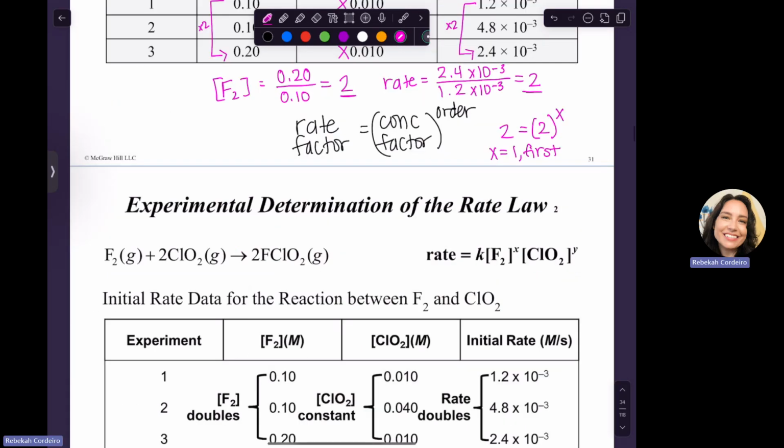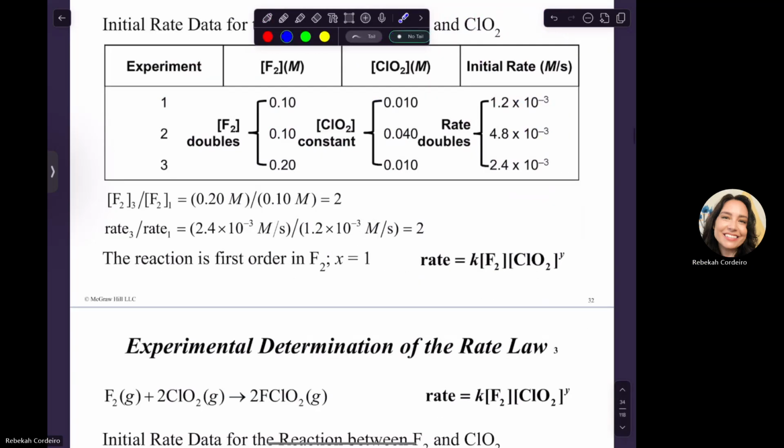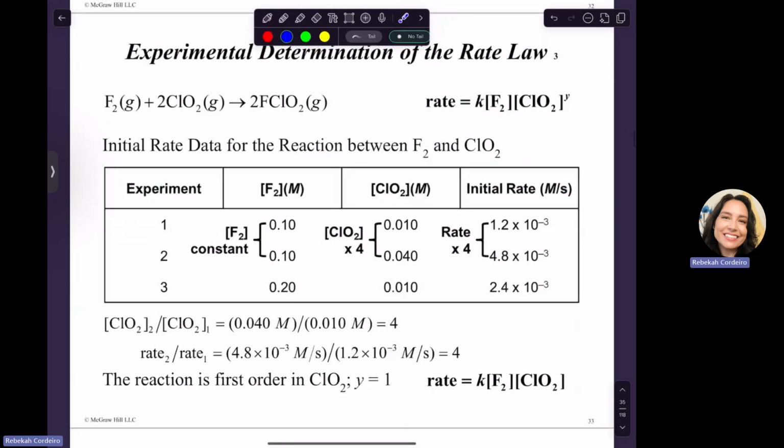All right, so hopefully you tried it out. For ClO2, we see that if we use experiments 1 and 2, the F2 is constant. The ClO2 is multiplied by 4, so its factor was 4. The rate also had a factor of 4. So we would say the rate factor 4 is equal to 4 raised to the x, and so that would also be first order. So my rate law will be first order with respect to F2 and first order with respect to ClO2, and we don't write any exponent for 1. We would write 2 if it were second order, for example.